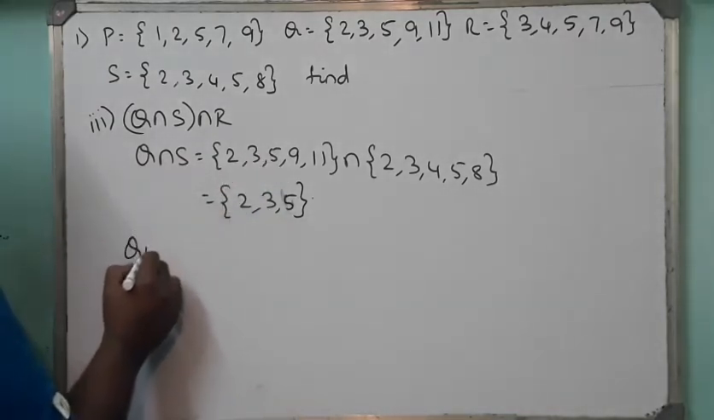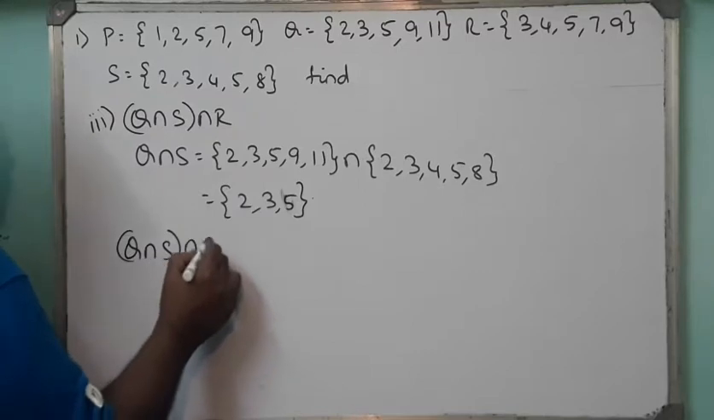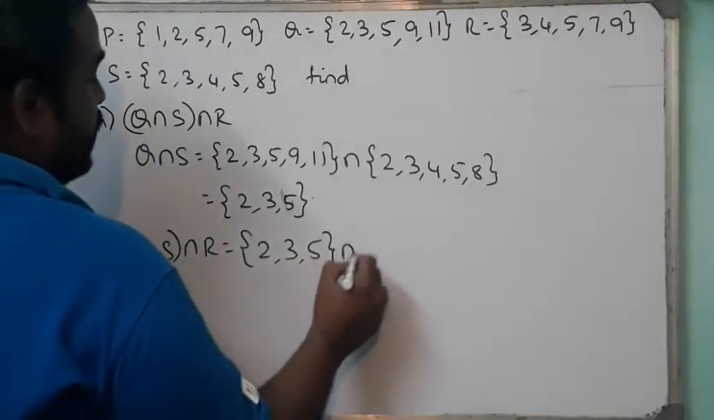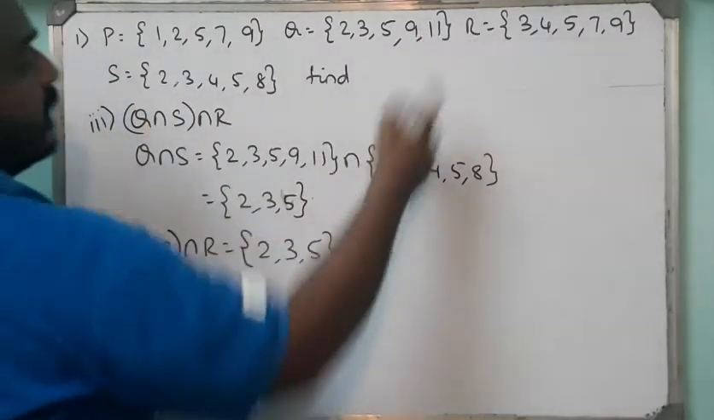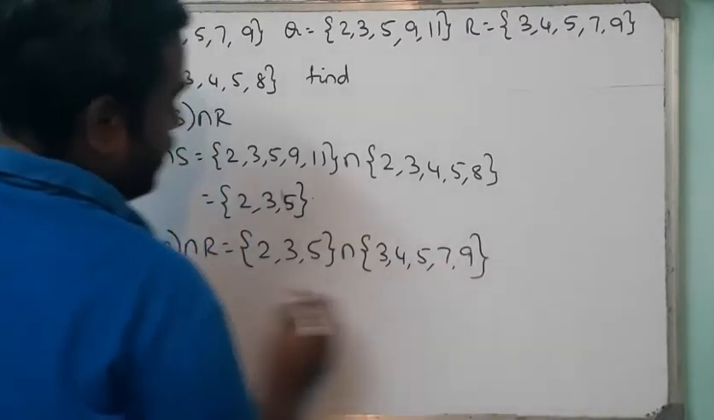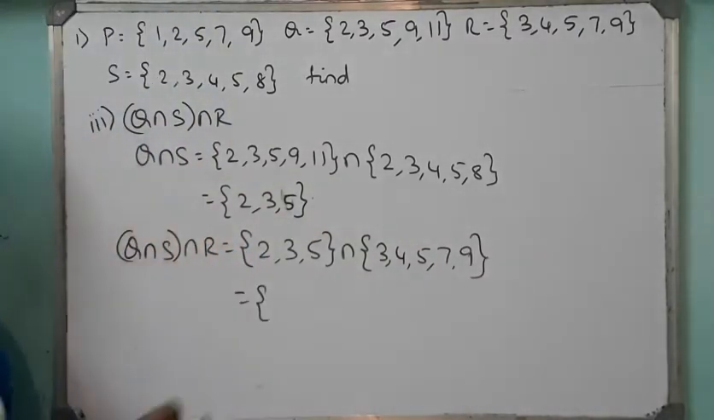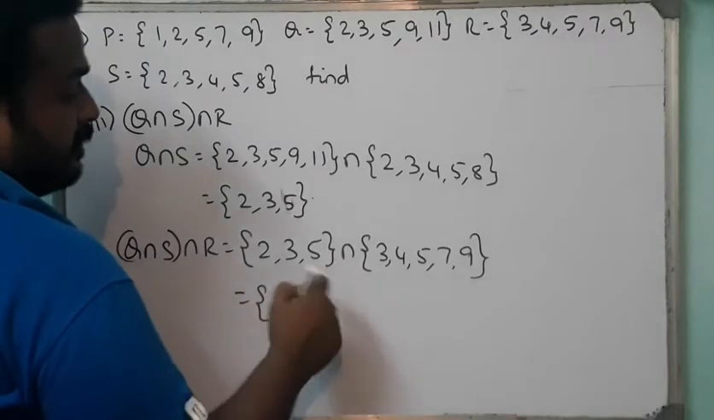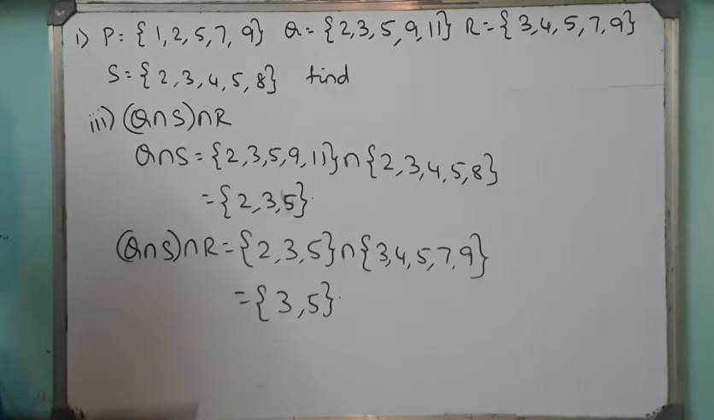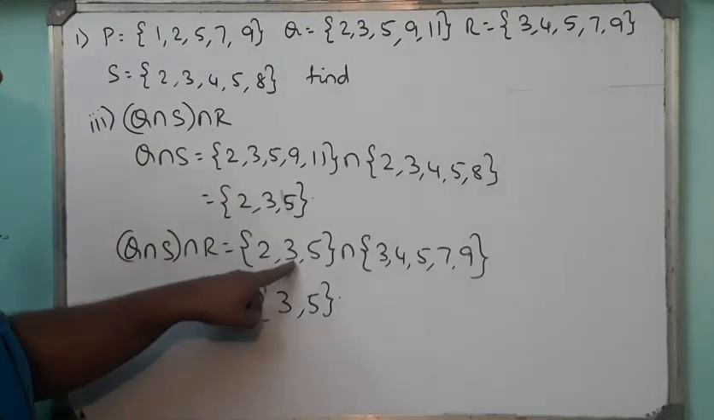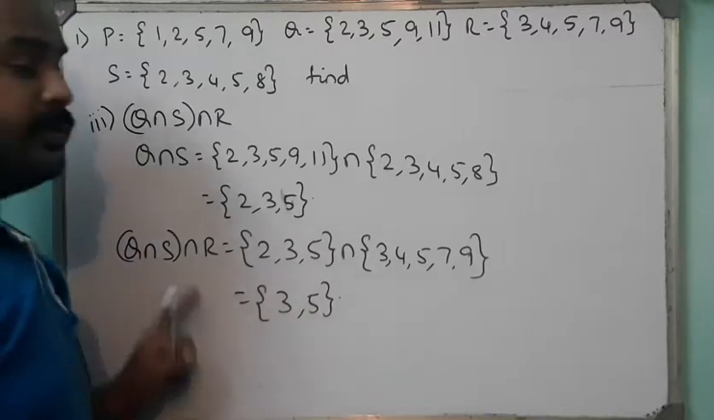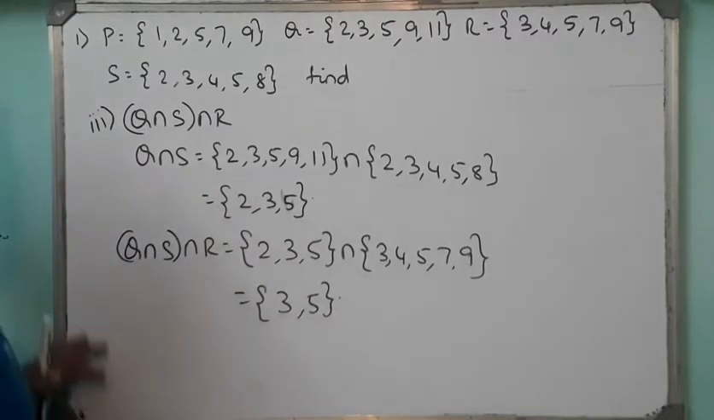The next one is Q intersection S intersection R equal to, what is Q intersection S? 2, 3, 5 intersection R. What is set R here? 3, 4, 5, 7 and 9, which is equal to, pick out the common elements. 3 is a common element. Where is 5? See, 5 is there. 3 is there, 5 is there. These two are the only common elements. 2 is not there, not a common element. 3 is a common element and 5 is a common element. If you write these two elements, the job is done. Okay, this is nothing but Q intersection S intersection R.